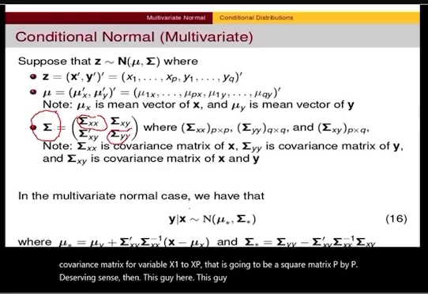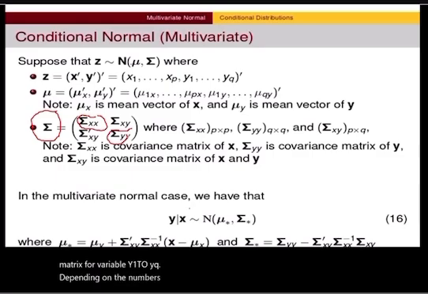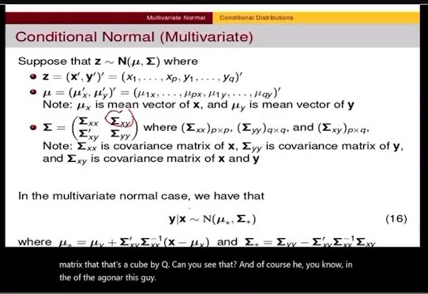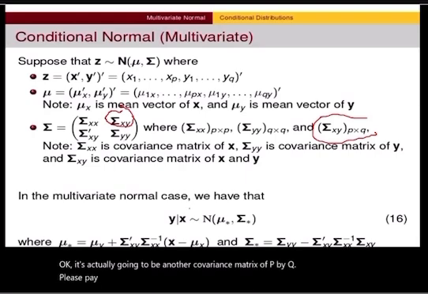Then this one here is also going to be a covariance matrix for variables y1 to yq. Depending on the number of y variables, it's also going to be a square matrix, q by q. Can you see that? And of course, in the off diagonal, this is going to be another covariance matrix of p by q. Please pay attention. That's exactly what I've defined.